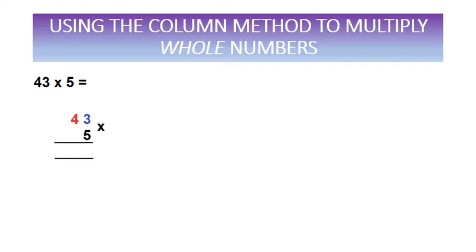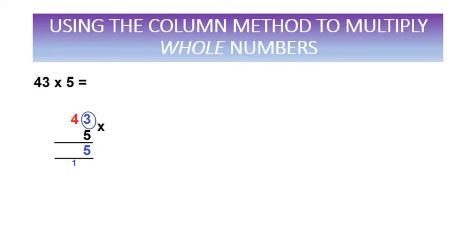Now, as with other column calculations, we always start from the right and work towards the left. So the first thing I'm going to say to myself is, what is 5 times 3? The answer is 15. I know that I can't have more than one digit in a column, so I leave my 5 in the units column from the 15 and I carry the 1, the left-hand digit, across because actually it represents 10. 15 is made up of 10 plus 5, and I carry it across underneath, very important, into my tens column.